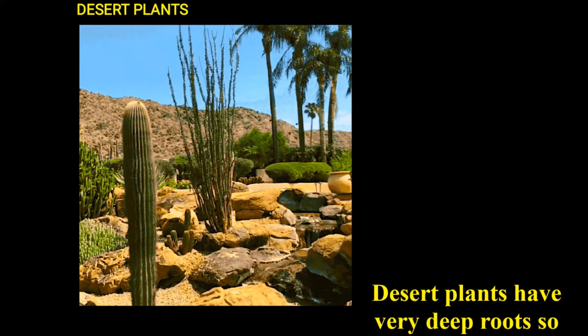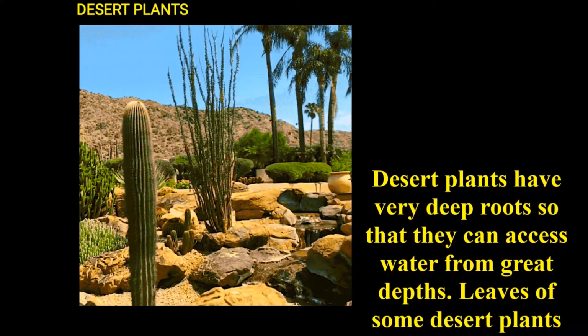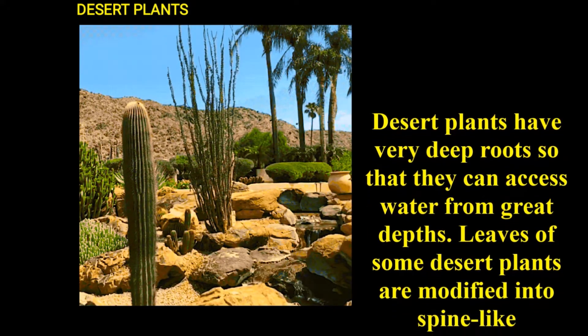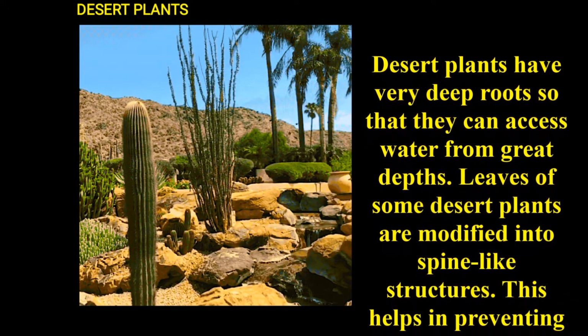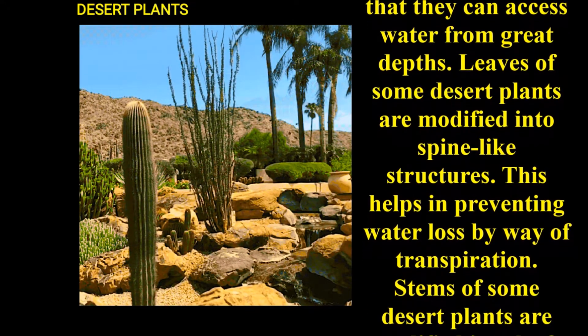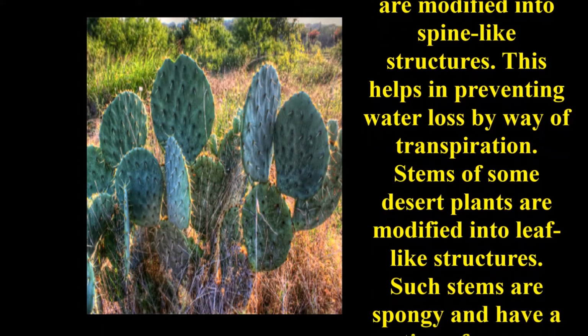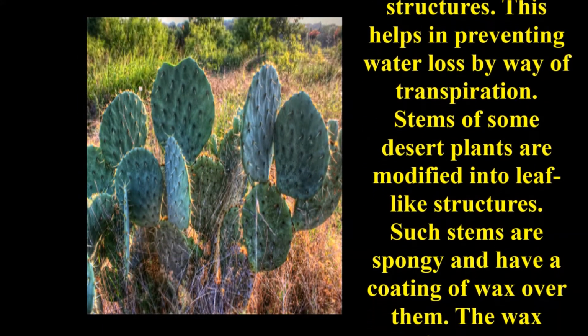Let us discuss adaptation in desert plants. Desert plants have very deep roots so that they can access water from great depths. Leaves of some desert plants are modified into spine-like structures. This helps in preventing water loss by way of transpiration.